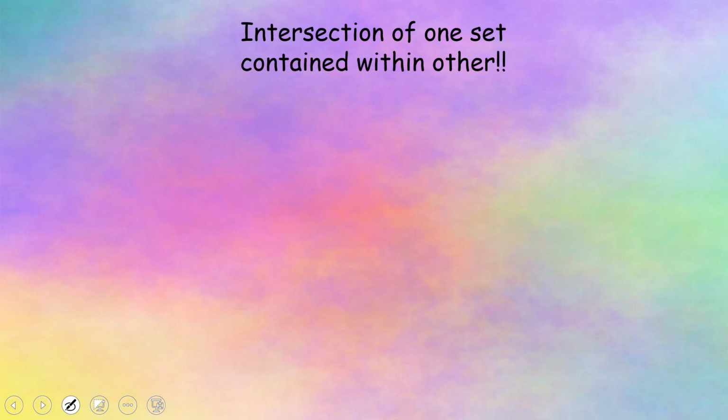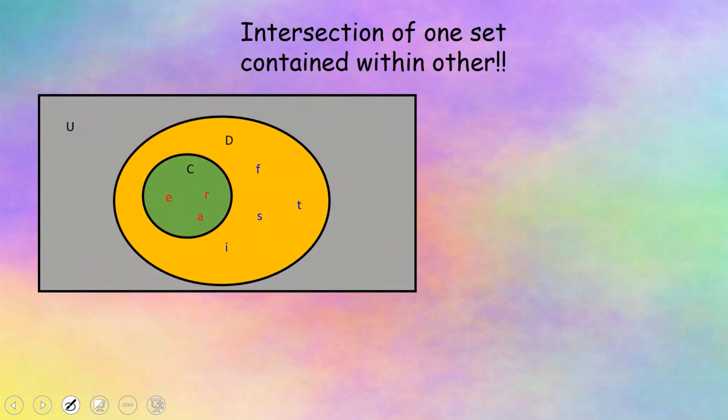There is another topic in intersection of sets, that is intersection of one set contained within another. Previously we saw intersection of two sets. Then we have seen separate sets, intersection of two separate sets, which is null as they have no common elements. Now what is intersection of one set contained within another set? Let's see, are you excited? Let's see. So this is how intersection of one set contained within another set looks like.